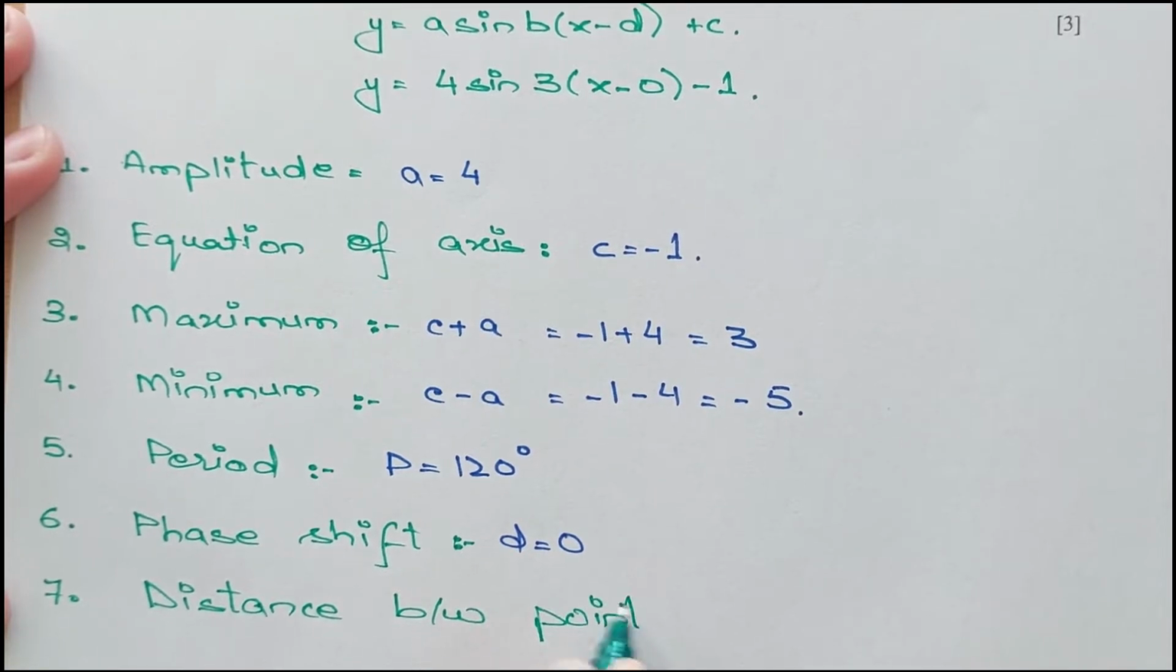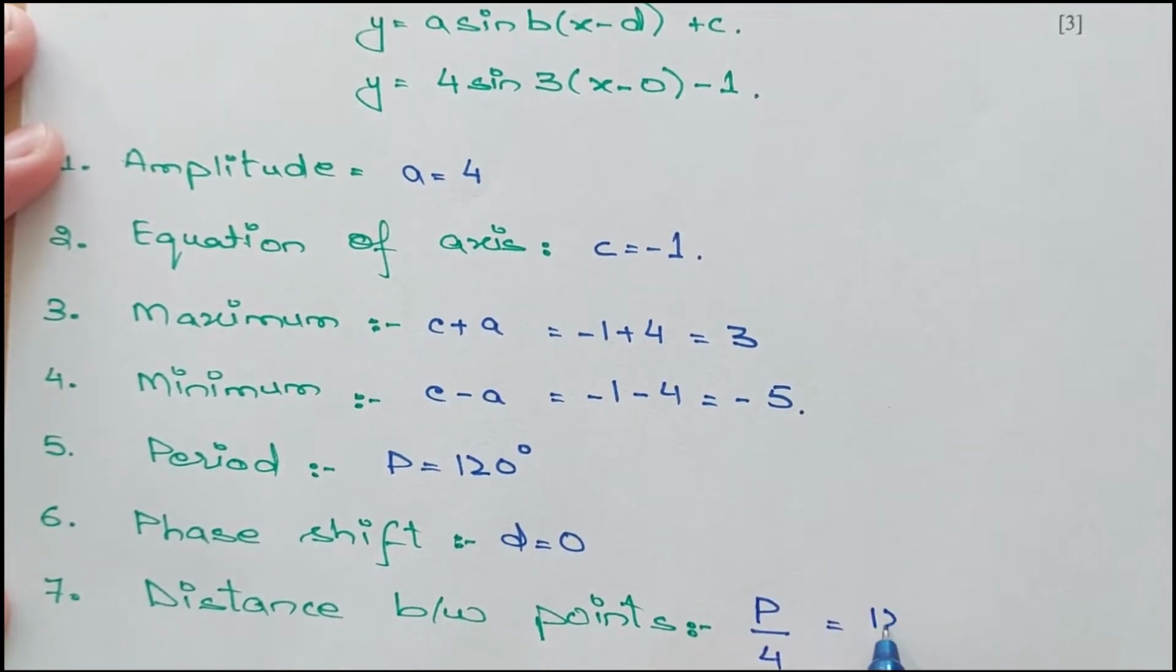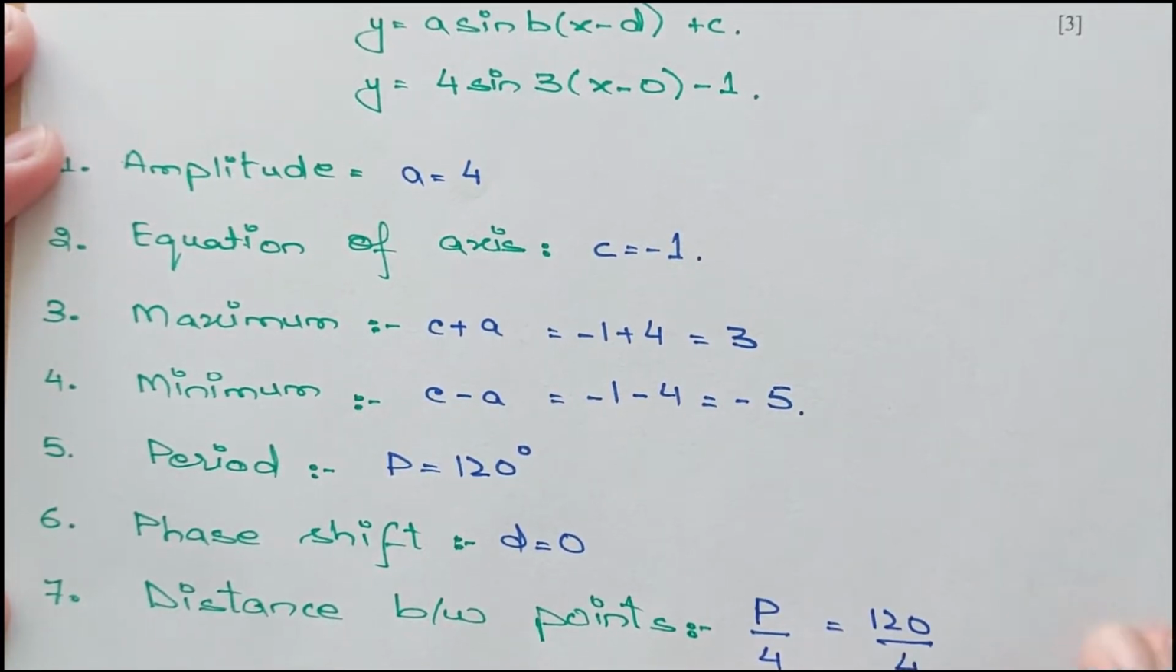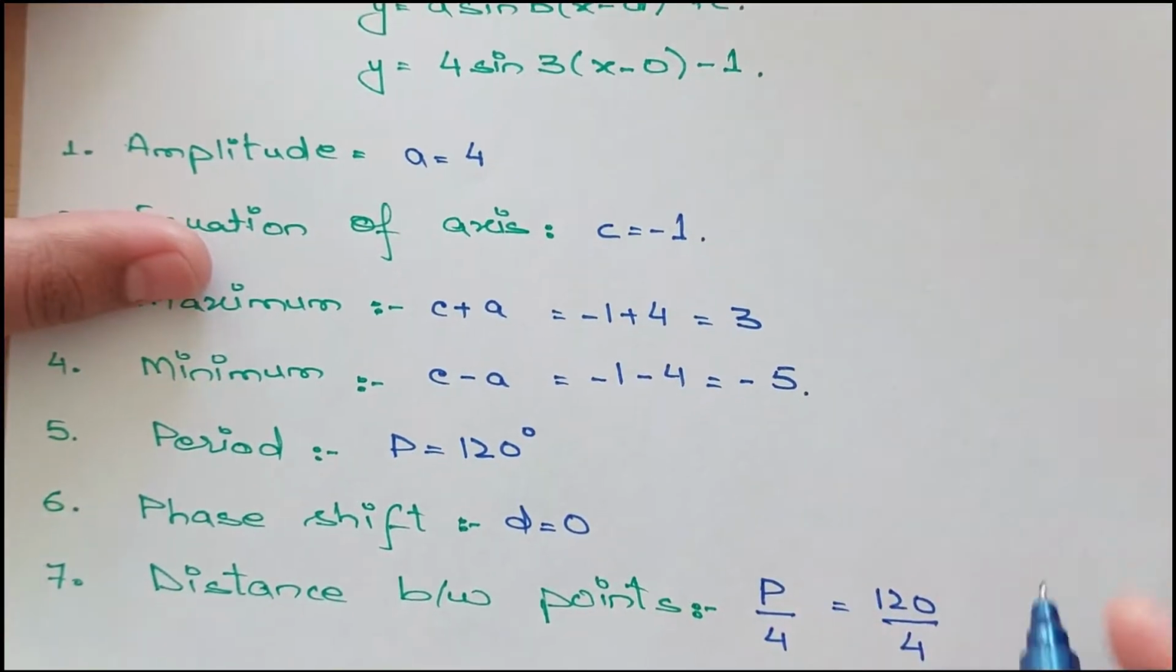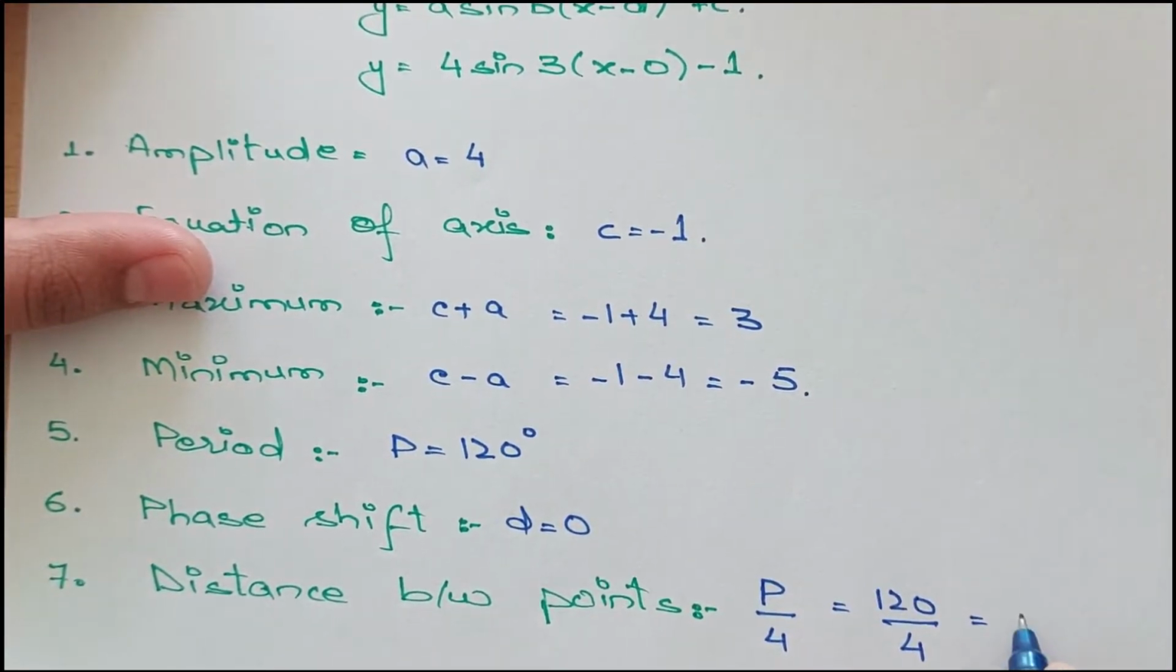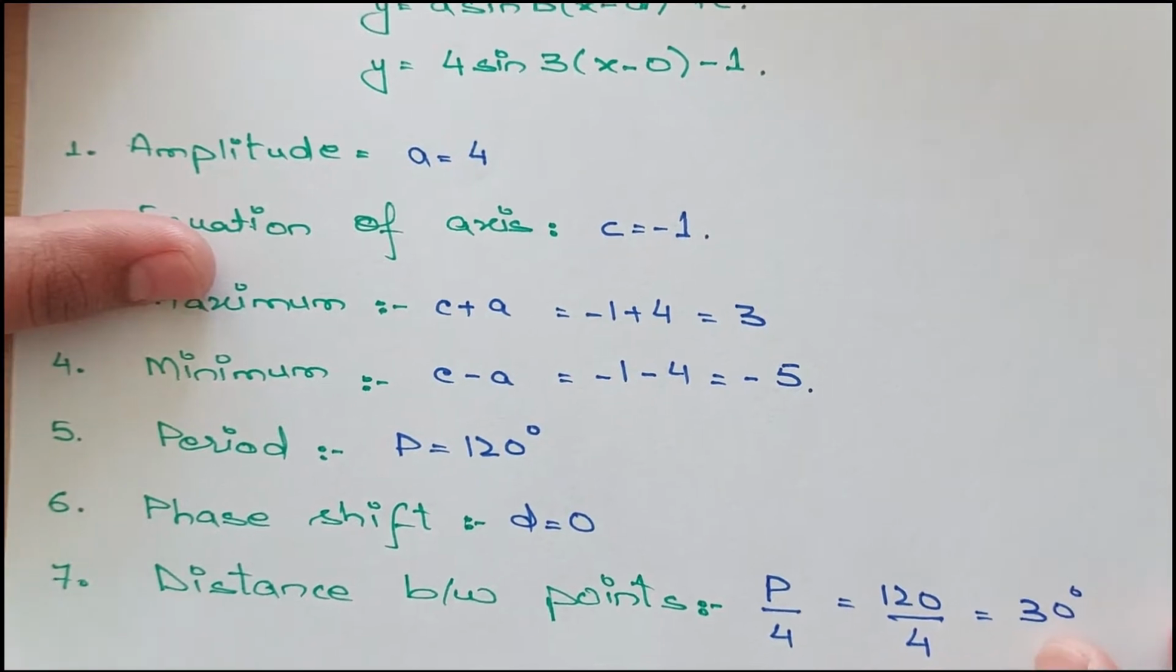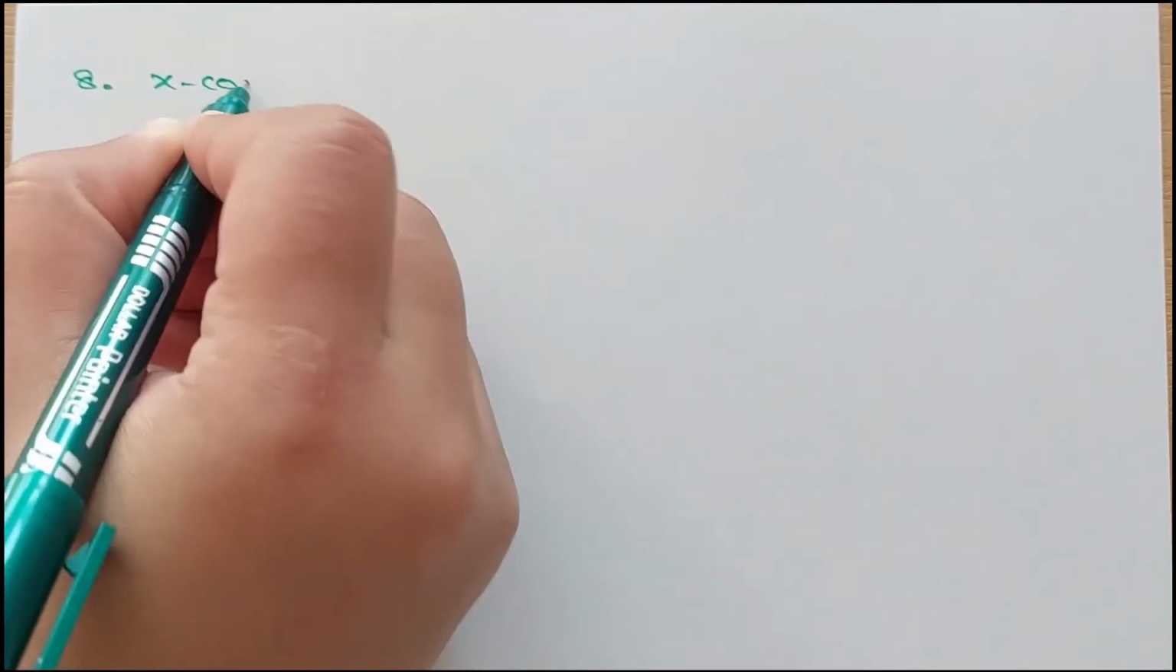The distance between points has a formula: the period divided by 4. Period divided by 4 is 120 divided by 4, and we have 30. Yeah, 4 times 3 is 12, so 30 degrees is the distance between points, right? Now the point 8 is the x coordinates.